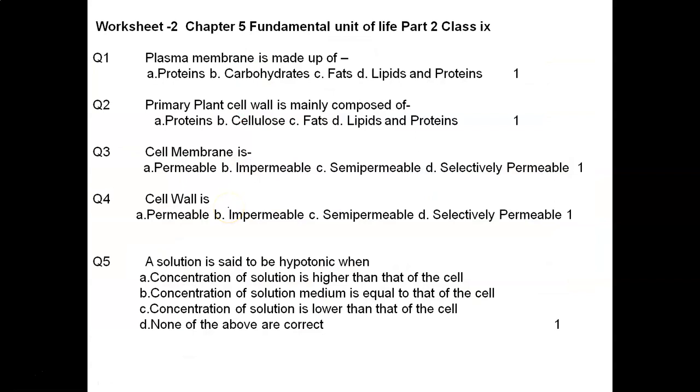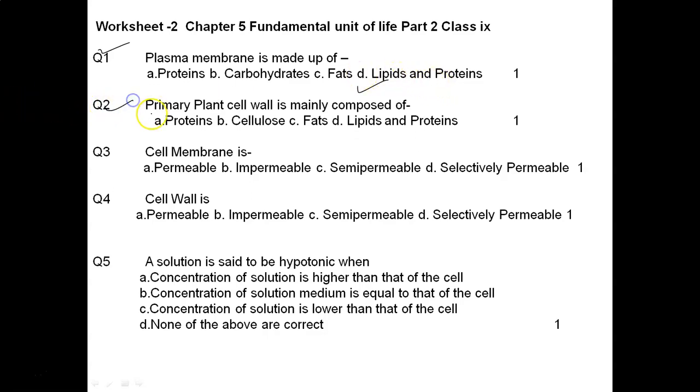So now it is time for worksheet questions. Plasma membrane is made up of these things; these cell organelles I have done in the previous lectures, so go through that video so that you will be able to give the answers. Plasma membrane is made up of lipids and proteins, because this is actually the trilaminar structure where the lipid bilayer is there and the proteins are present in between. Protein is sandwiched between two lipid layers.